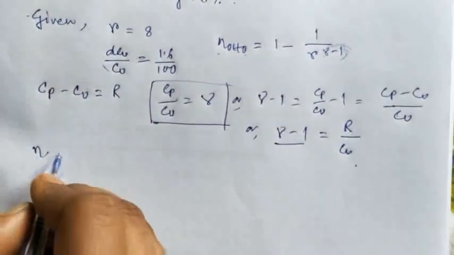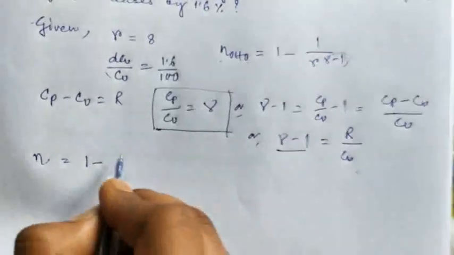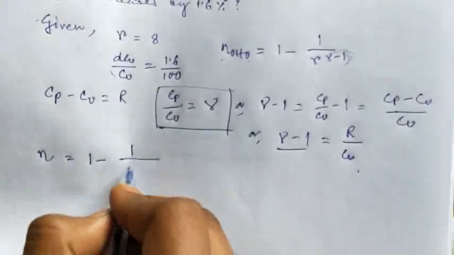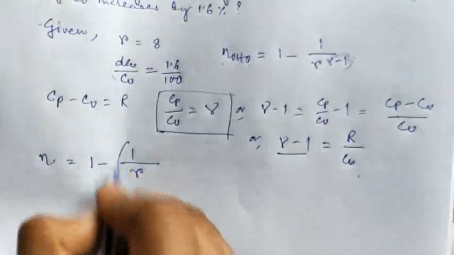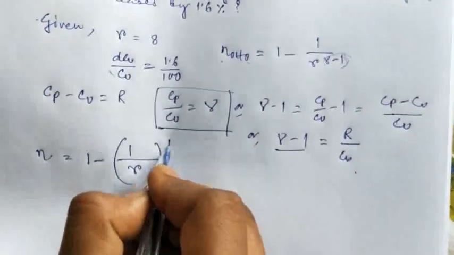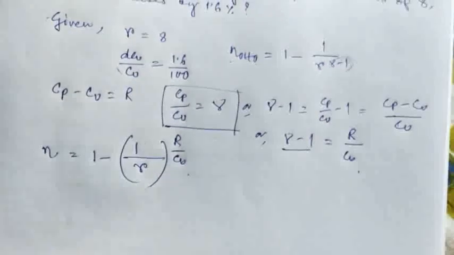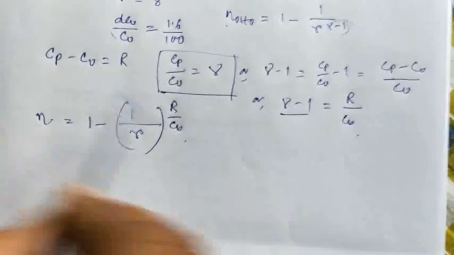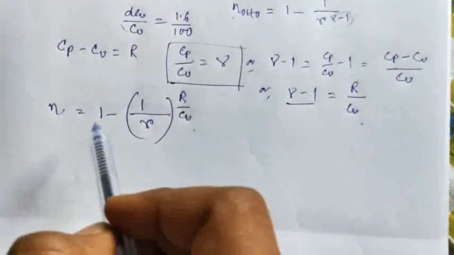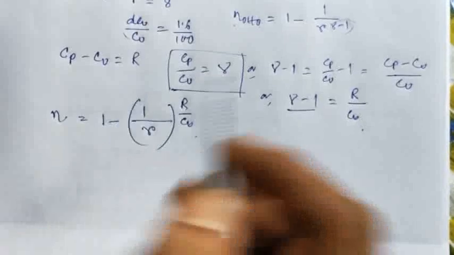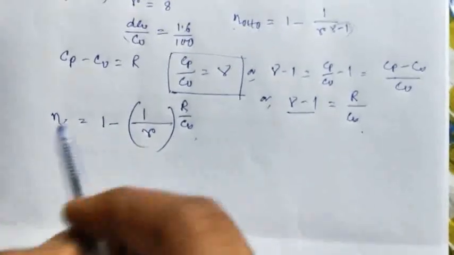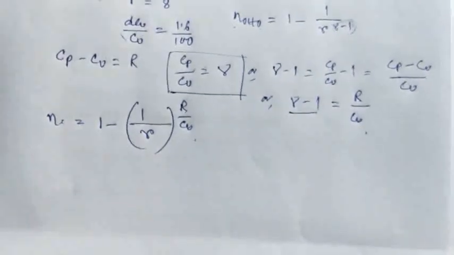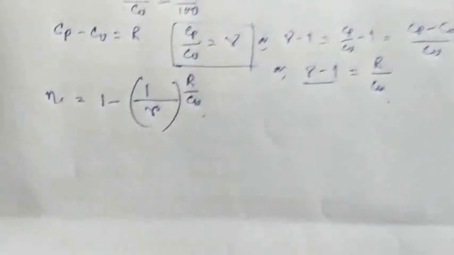So we can write the efficiency of this Otto cycle as 1 minus 1 by r to the power, whole to the power R by Cv. Okay. So you can see we are able to draw a relationship between efficiency and Cv. Now we have to calculate the change in efficiency of the Otto cycle. How will we do that?